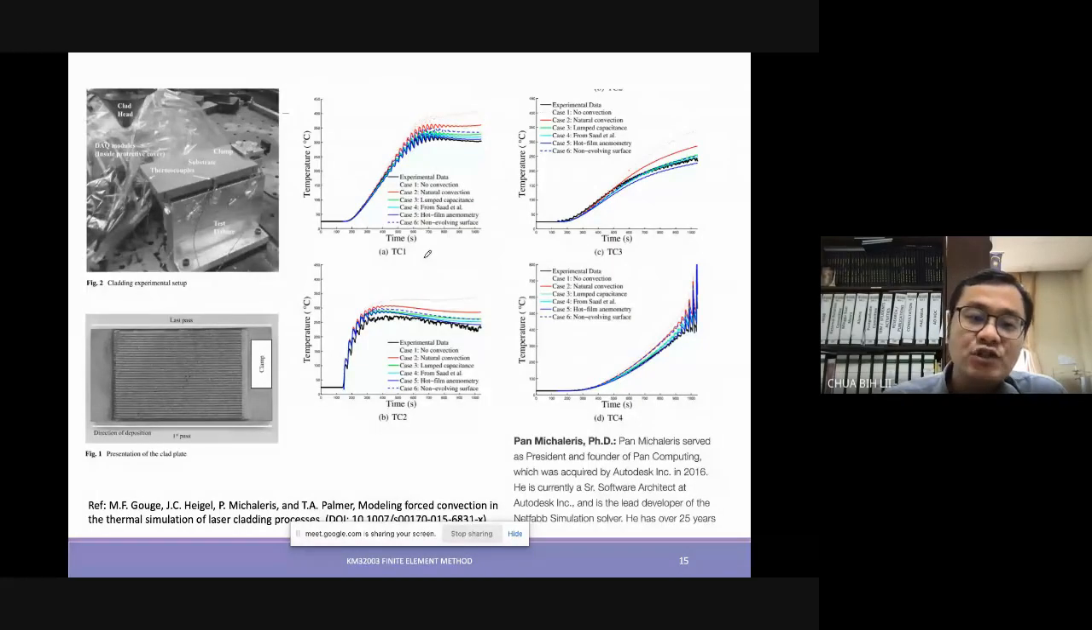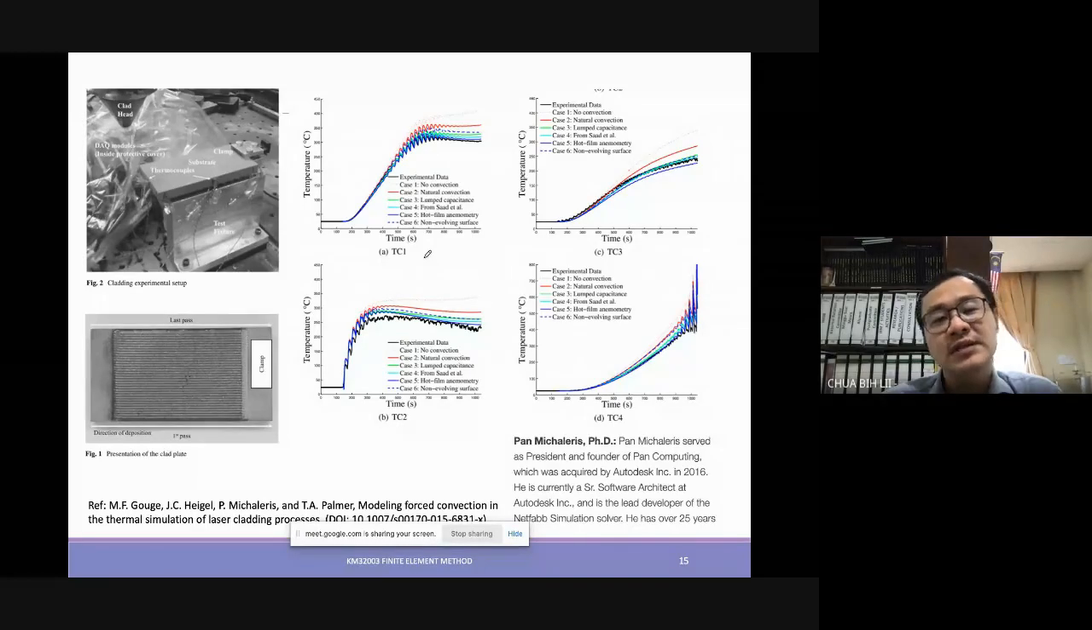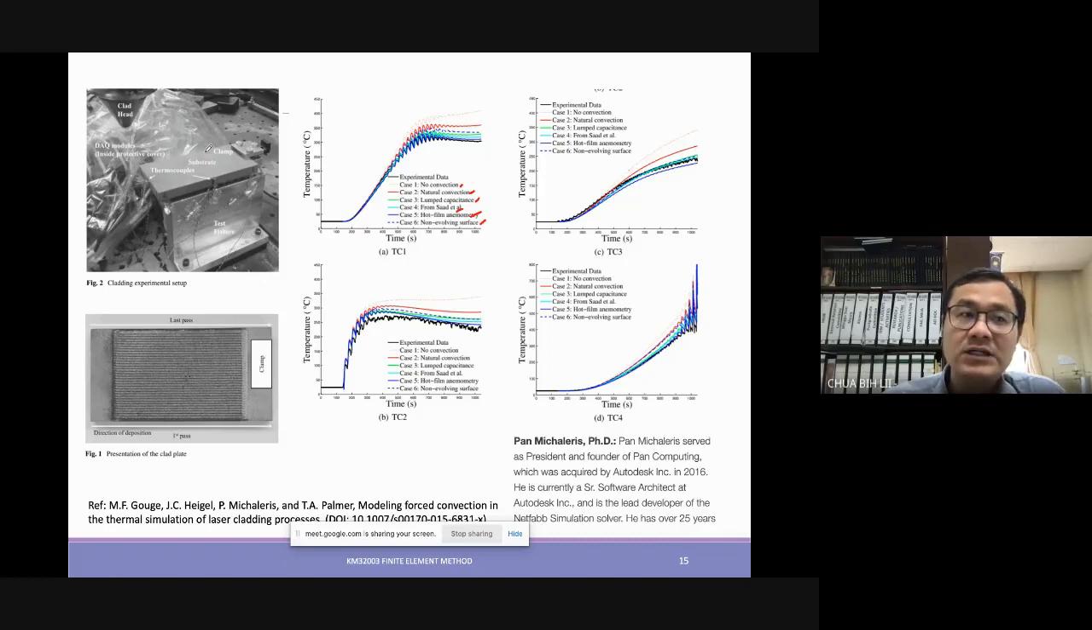In some analyses, this is actually laser cladding, or I would say also laser additive manufacturing of metal, presented in the paper by Dr. George and Professor McAllaris. They investigated how the temperature actually changes according to different convection models. You may see how the temperature is simulated in the finite element model if there is no convection, and then how it changes if we use different kinds of convection models. So you can see that the temperature-dependent material property and so on would be important, because it involves a high temperature.